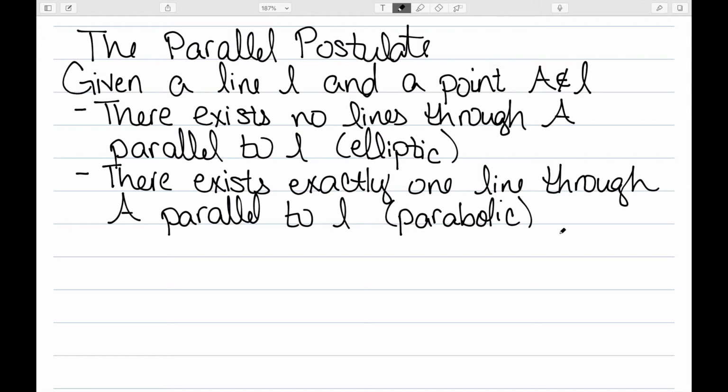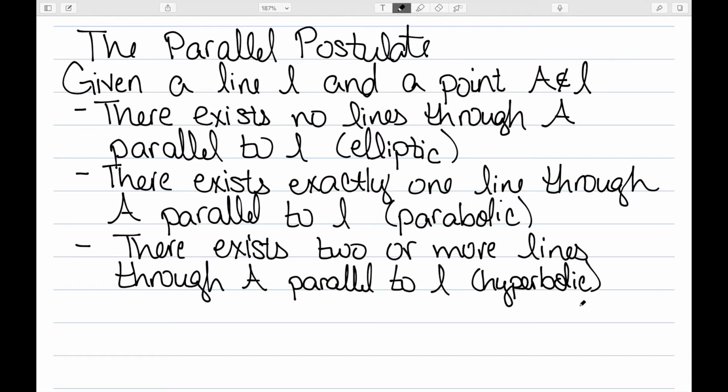The second version: there exists exactly one line through my point A that's parallel to L. This is the parabolic parallel postulate and gives rise to Euclidean geometry. And then the third version: there exist two or more lines through my point A parallel to L, and this gives rise to hyperbolic geometry, which I'll discuss more in a later video.